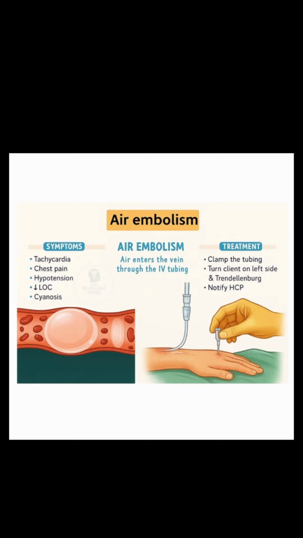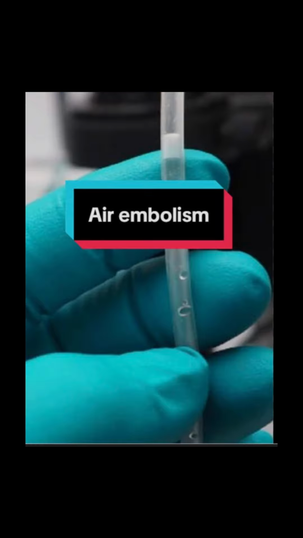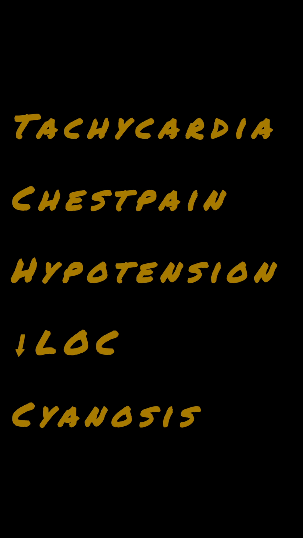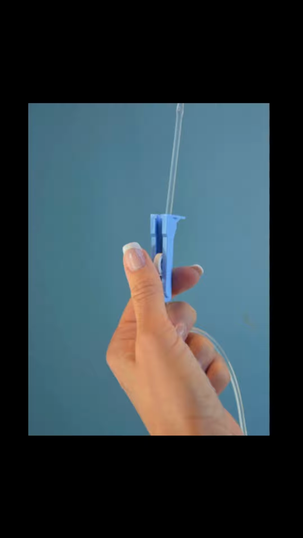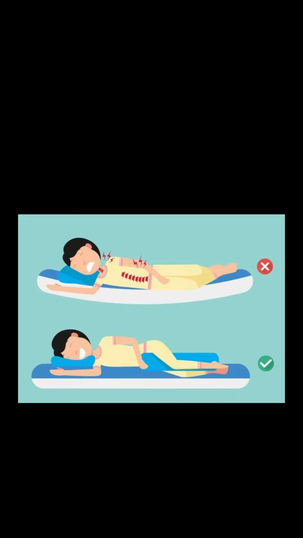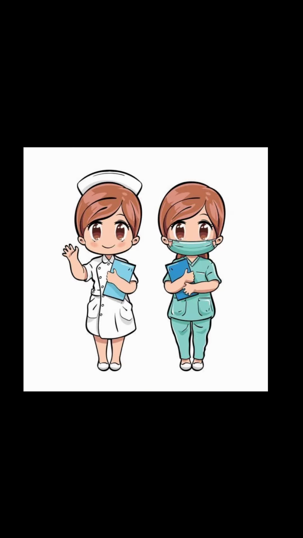hematoma. Air embolism. Usually air embolism happens when air enters into the vein through the IV tubing. The symptoms usually seen are tachycardia, chest pain, hypotension, decreased level of consciousness and cyanosis. The treatment is to clamp the tubing immediately, turn the patient to the left side and place in Trendelenburg position, and notify the healthcare practitioner.